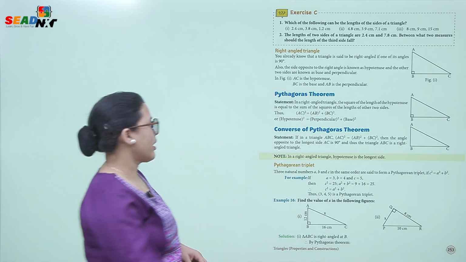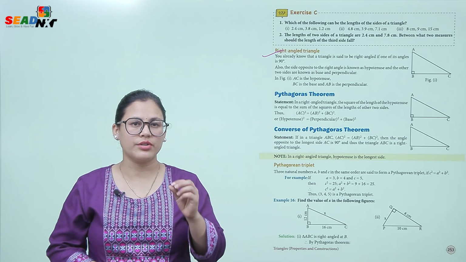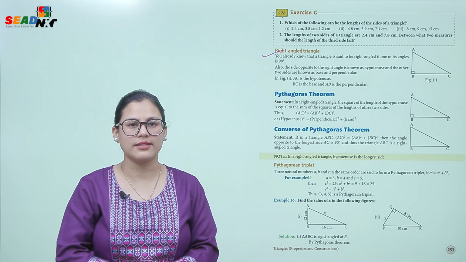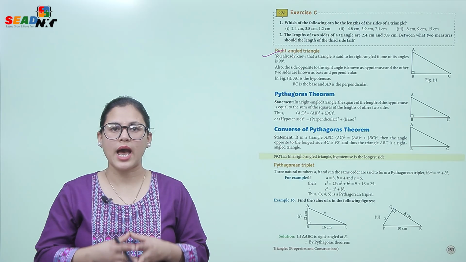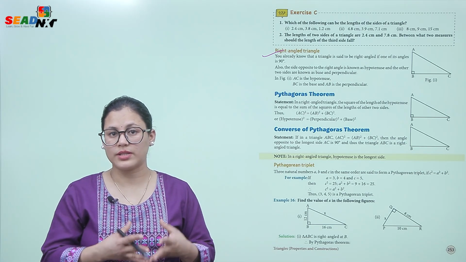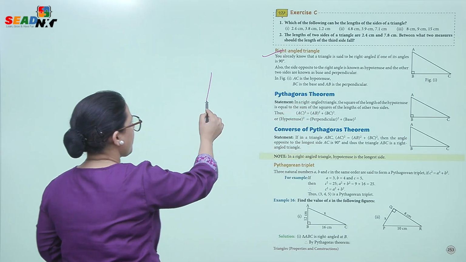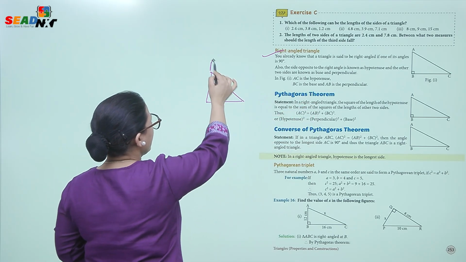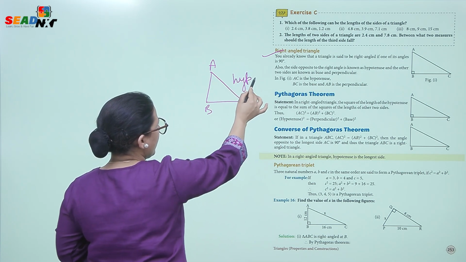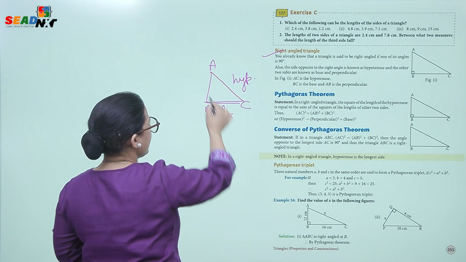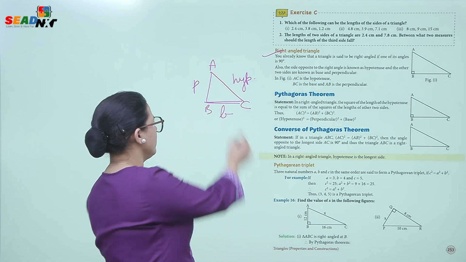Right angled triangle. You already know that a triangle is said to be right angled if one of its angles is 90 degree. Also, the side opposite to the right angle is known as hypotenuse, and the other two sides are known as base and perpendicular. See, this is a triangle ABC. AC is the hypotenuse, BC is the base, and AB is the perpendicular. Okay, this is the right angled triangle.